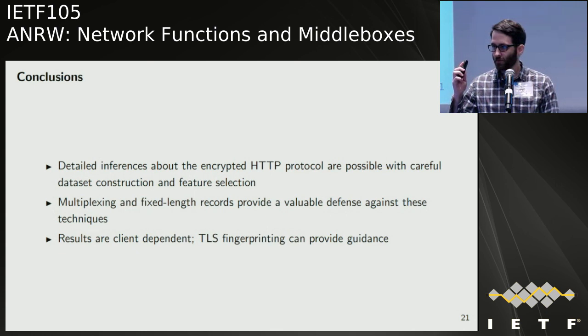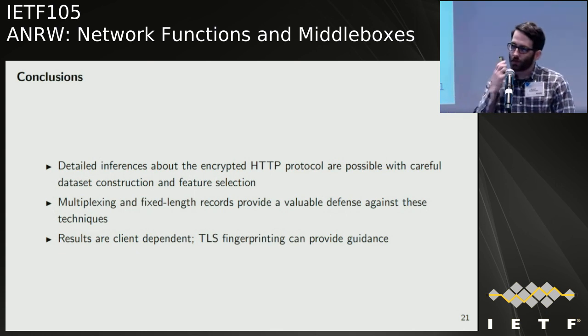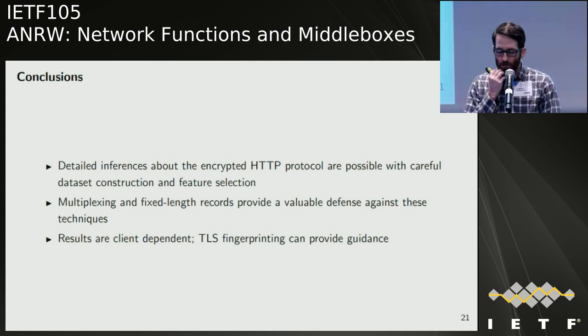So, quick conclusions. By far the most important part of all of these experiments was building the ground truth data sets. If you're willing to invest a lot of time into coming up with a very varied, representative data set that can actually link the things that you care about, so that the application data records and the unencrypted HTTP headers, actually defining the machine learning algorithms to take advantage of that is relatively easy.